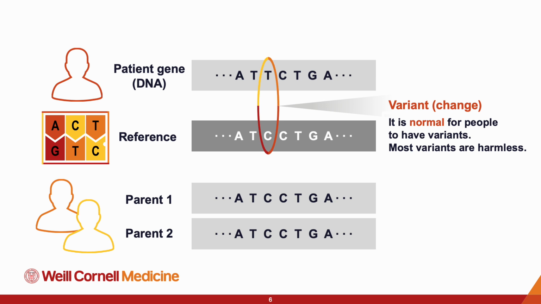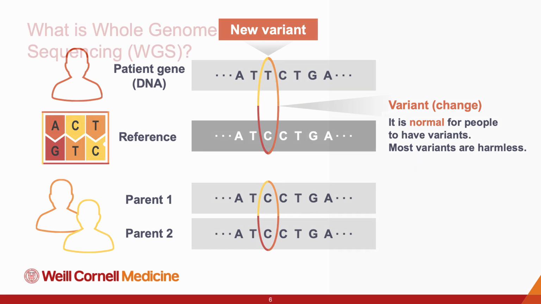We also understand that not all biological parents may be present or willing to provide their samples. Testing can still be done without samples from biological parents. And in this example, we see that the patient did not inherit this variation from their parents, so it is something new that occurred in this patient's DNA.